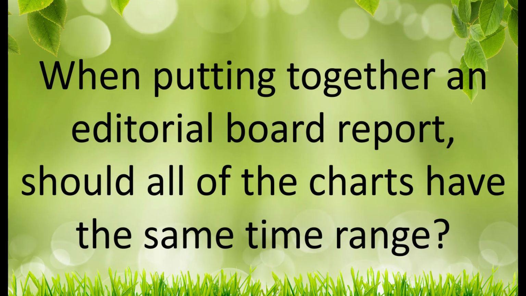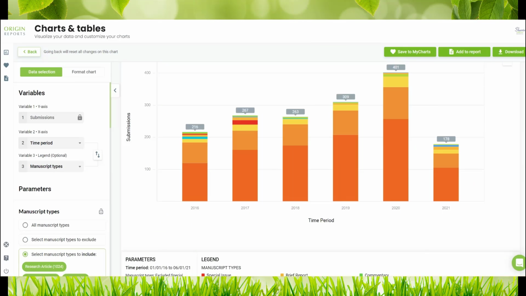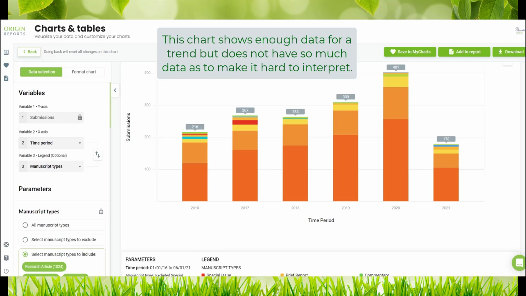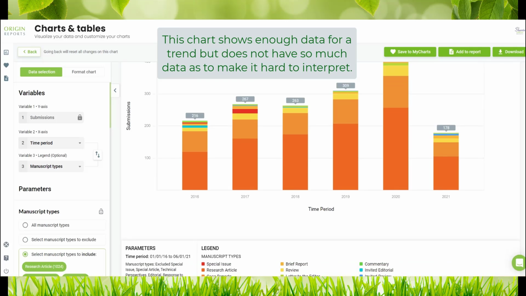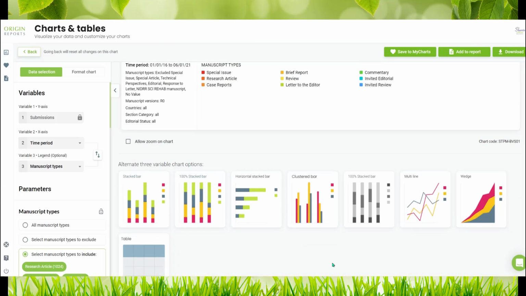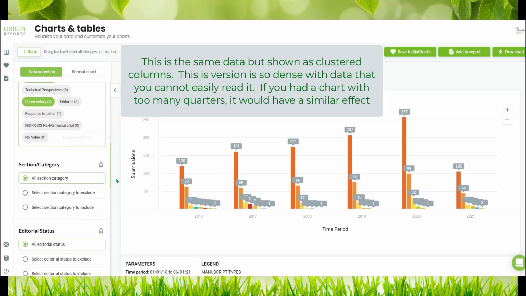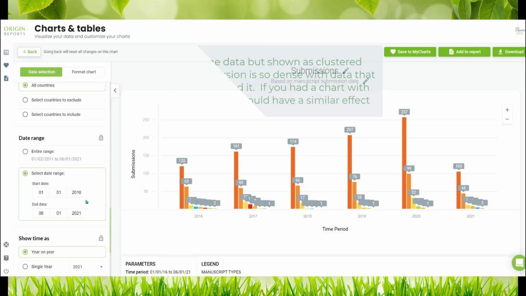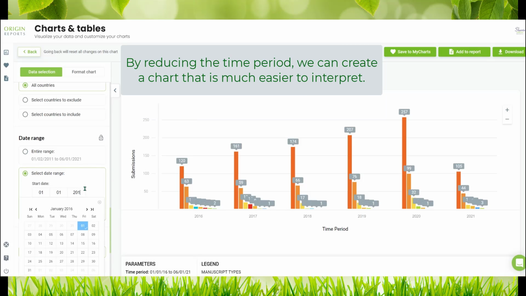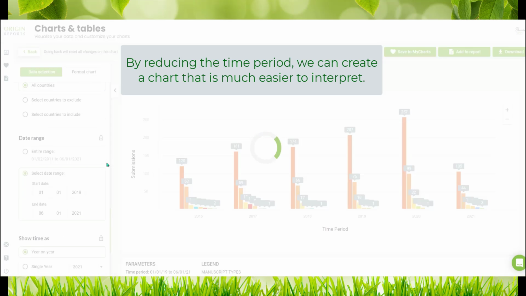Sure. Not necessarily. It depends very much on what type of chart you are creating. If you're creating submissions by year, it's easier to cover a range of 4 to 6 years, as Jason mentioned. However, if you're showing the information in quarters, your chart would become very busy and overly cluttered if you tried to do that many years with all of the quarters bars.